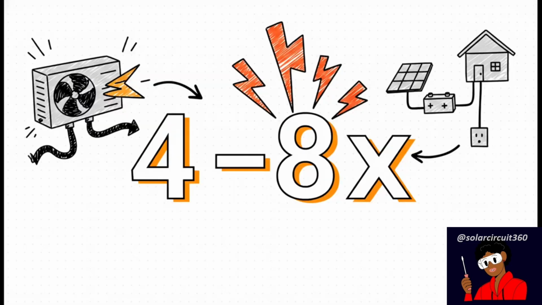Just look at that multiplier, 4 to 8 times. That is the severity of the surge we're talking about here. Locked rotor amps are typically 4 to 8 times higher than the standard running current of your AC. Think about that. If your AC draws a modest 10 amps to run smoothly, it could demand up to 80 amps just to wake up. It's a severe, split-second electrical demand that almost everybody completely overlooks when they're sizing their gear.